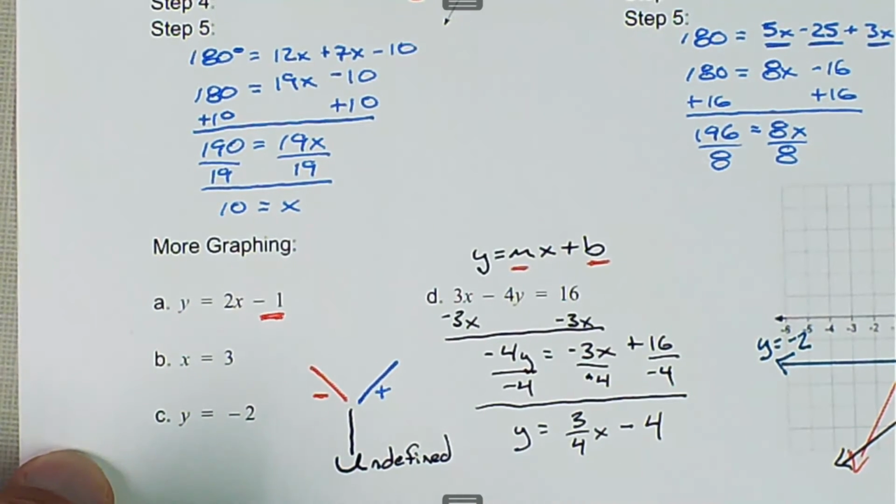And then we have a horizontal slope that has a slope of 0.